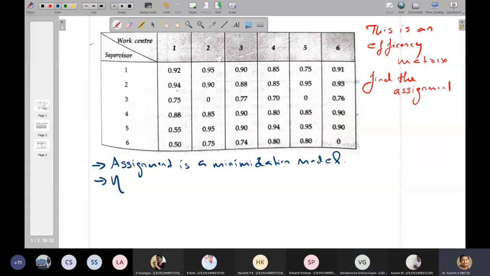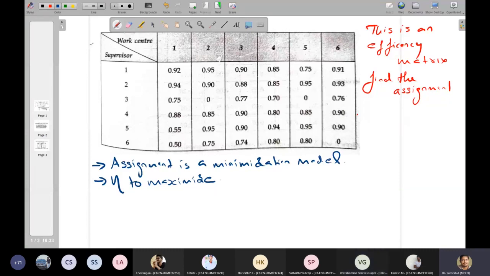Yes, so tell me. If we are looking for highest efficiency, first of all, we'll convert this whole matrix by changing all the values, like 1 minus 0.9, 1 minus 0.95. So it will be the other way around. Then when we try to solve that, for inefficiencies we'll get the least inefficiency, so the corresponding matrix will be highest efficiency. I agree to it.